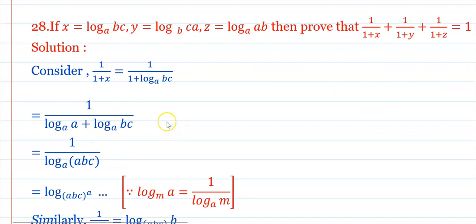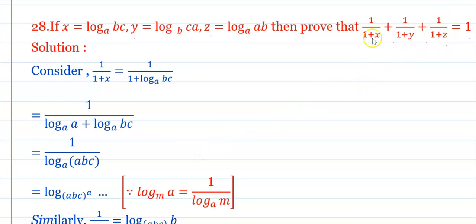Now the question number 28. This is the last question. x is equal to log of BC to the base A, y is equal to log of CA to the base B, z is equal to log of AB to the base C. Then prove that 1 upon 1 plus x plus 1 upon 1 plus y plus 1 upon 1 plus z is equal to 1. This we want to prove.